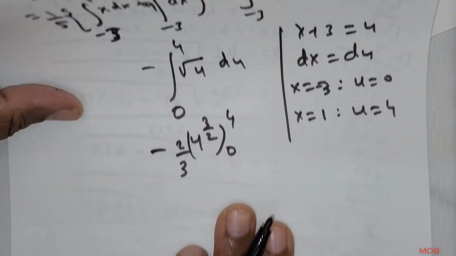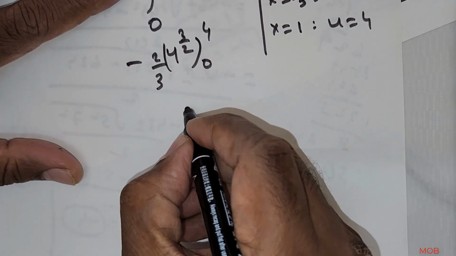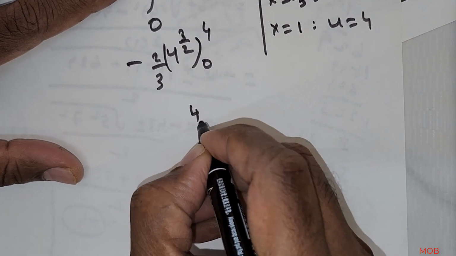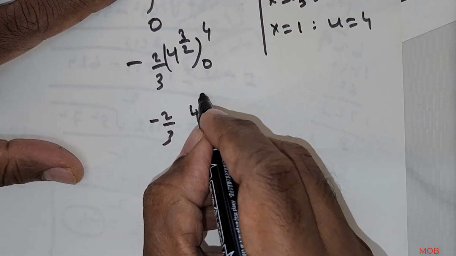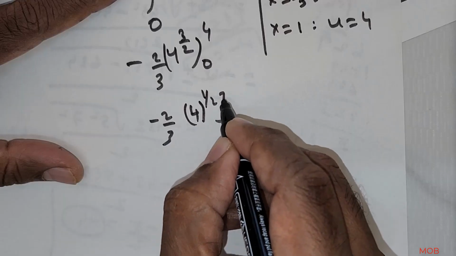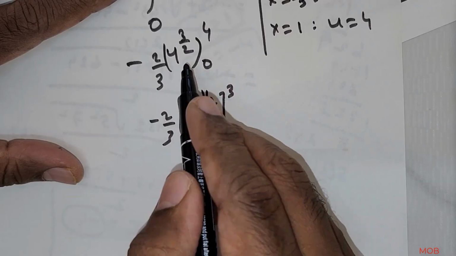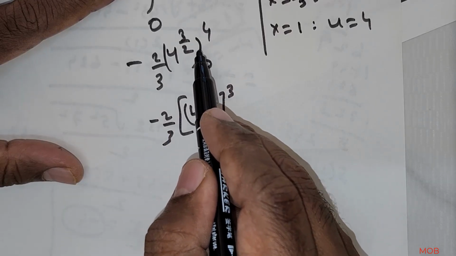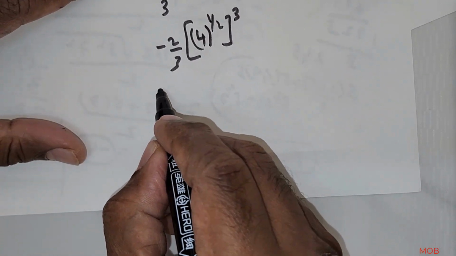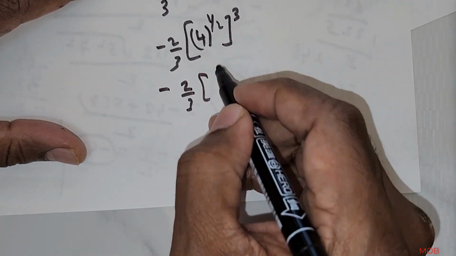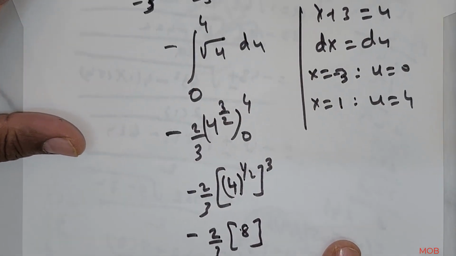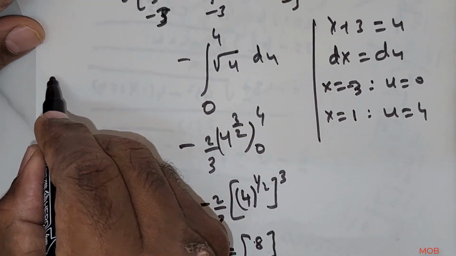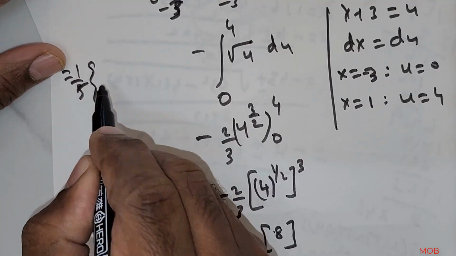So negative sign. So you substitute the upper limit. I can write this as negative 2 over 3. I can write it as 4 raised to the power of 1 over 2. That entire component is raised to the power of 3, because you have 4 raised to the power of 3 over 2. So this is going to give me 2 over 3, 2 raised to the power of 3 is going to be 8 there. Okay. So for this part is 1 over 5.